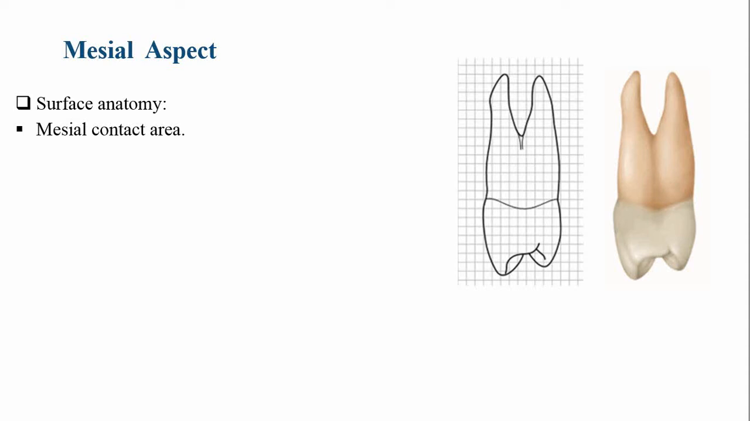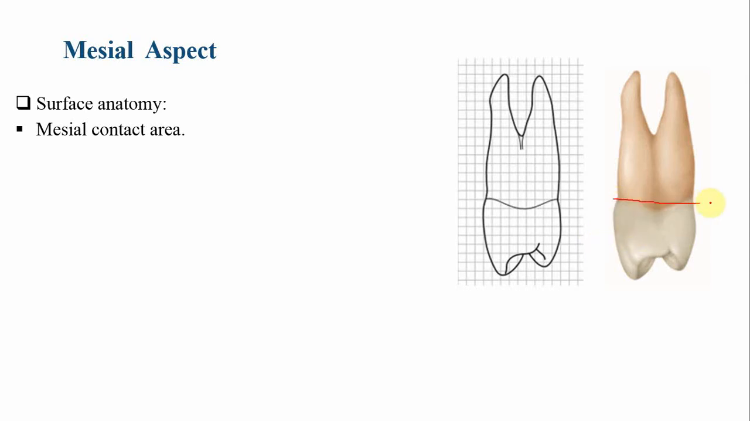Surface anatomy of the mesial aspect. The mesial aspect has certain anatomical landmarks that are unique for the maxillary first premolar and help to distinguish this tooth from the maxillary second premolar. First, the position of the mesial contact area. It is broad and circular in shape and located slightly occlusal to the center of the crown.